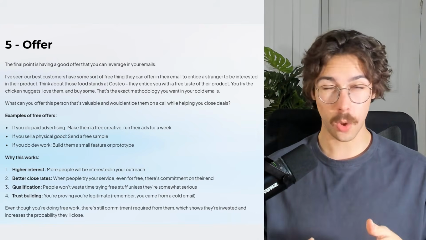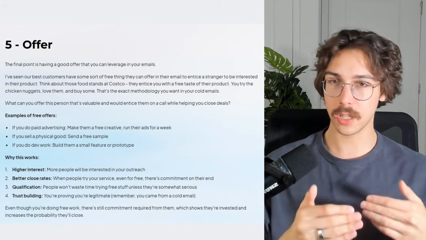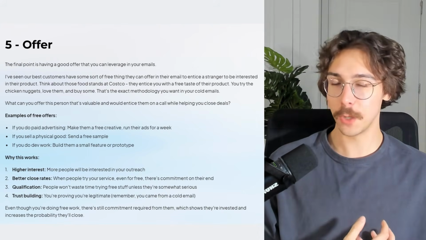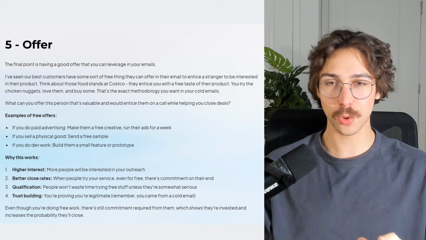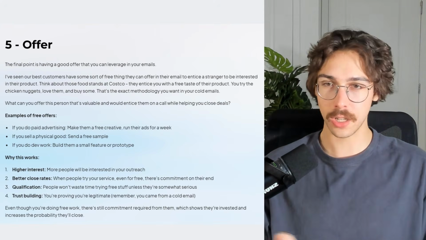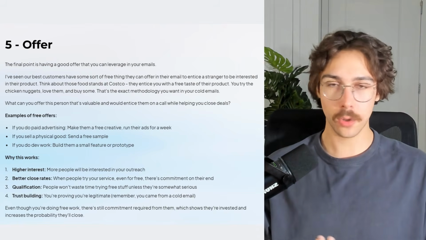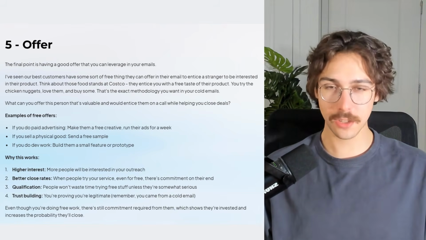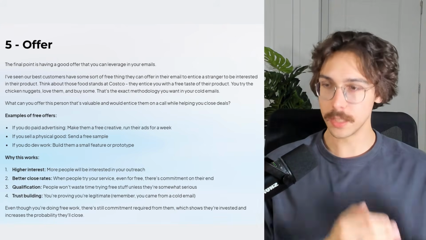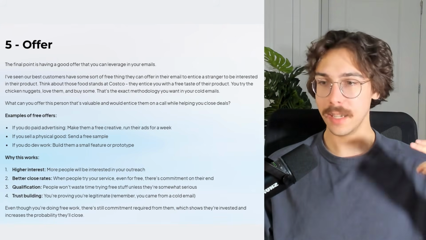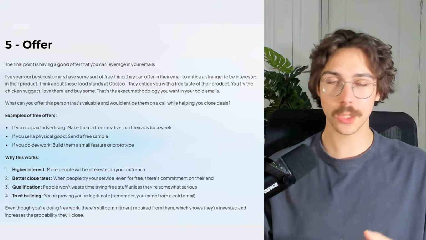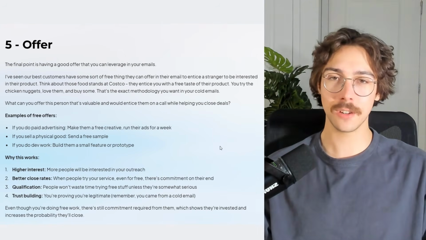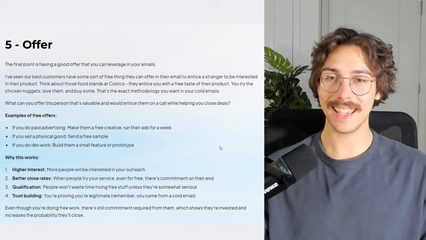It also helps qualify the leads because if they're willing to onboard themselves in your service, they're probably somewhat serious about moving forward. Now, I know this isn't true in all cases, and so you can add friction to some parts of the process, but it also helps you build trust, and it ultimately helps you get more people interested in your service and close more deals. So even though you're doing free work, it's still commitment from them. It shows they're interested and increases the probability that they're not only interested in getting on a call with you, but also getting a deal closed.